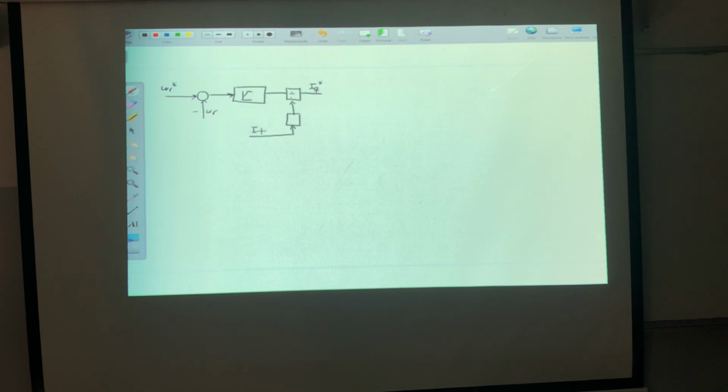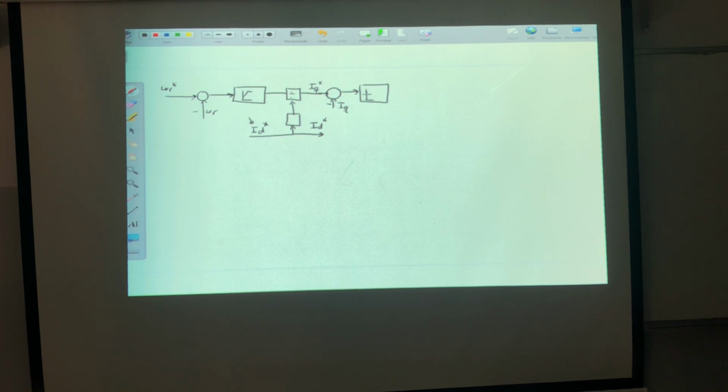This is the ID reference, and already we know how to calculate it. So now we have the ID reference and the IQ reference. Someone will say it's very straightforward, do the current control here. Simply, this means that I will compare this one with the actual IQ, correct? Then I will use a PI control.